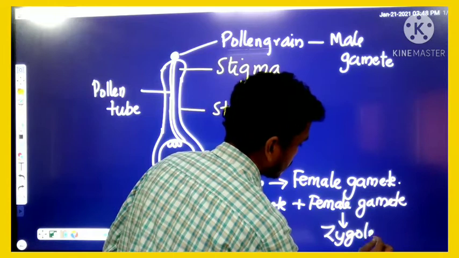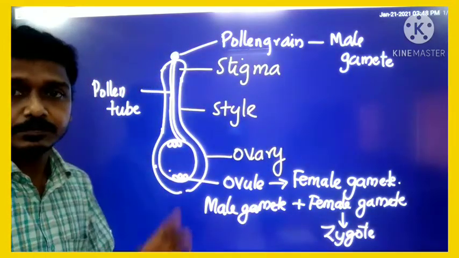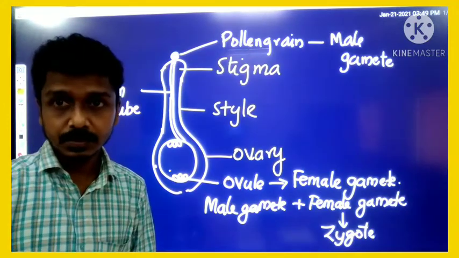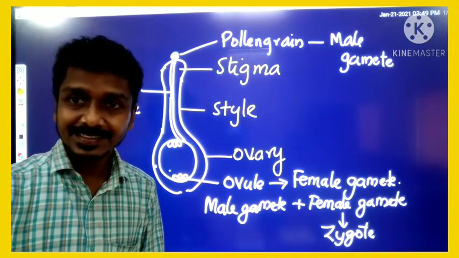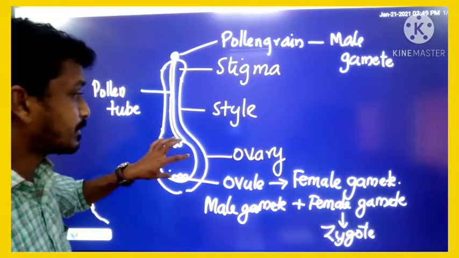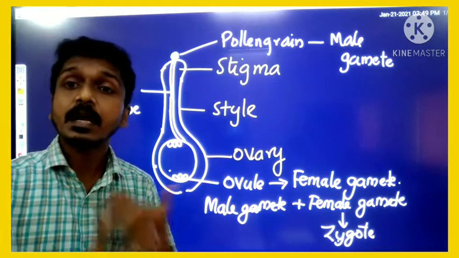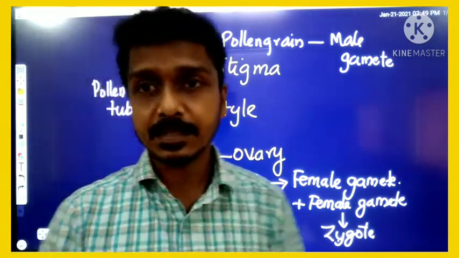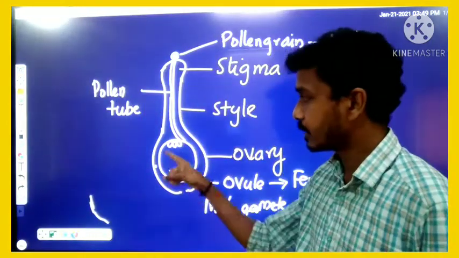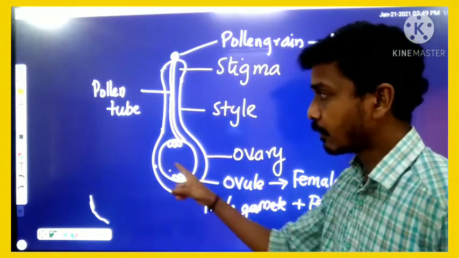So the zygote forms inside the ovary. Okay. Then this zygote which forms inside the ovary will form the seed. So the seed will form here. The ovule will become the seed, my dear.